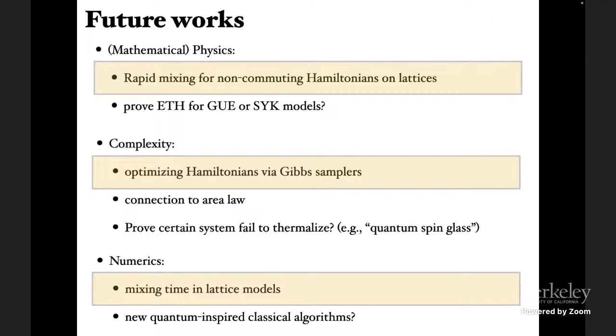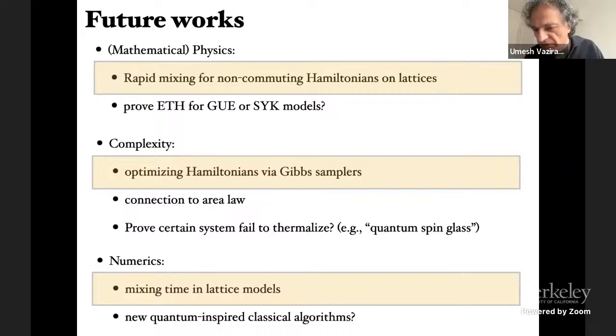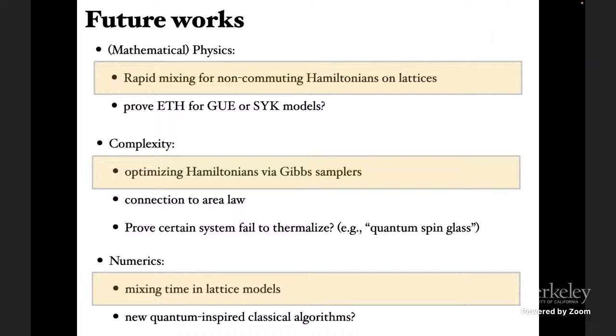Excuse me? Who is Hamiltonian? Okay, maybe we get rid of this. Who is Hamiltonian? Okay. All right. So is there any other question?